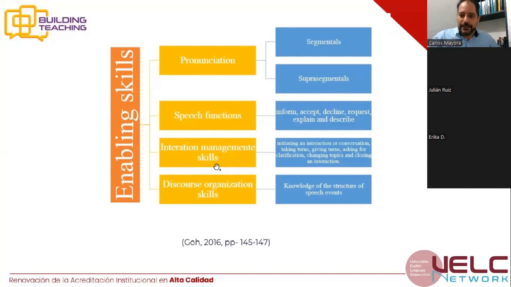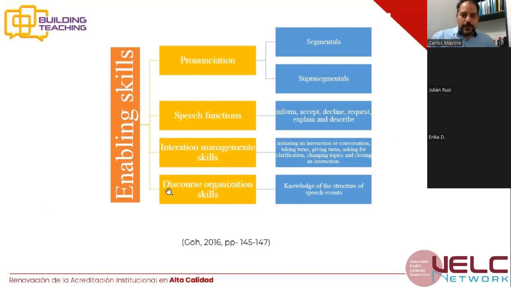Interaction management skills, okay? So how you initiate a conversation, how you maintain a conversation, how you take a turn. And these interaction management skills are very associated with pragmatics, with pragmatic elements, and also with cultural elements, okay? So in some cultures, turn-taking rules are very specific, in others they are more dynamic.